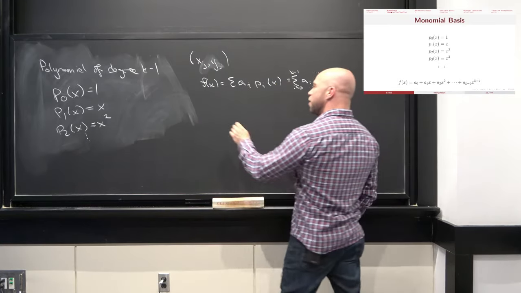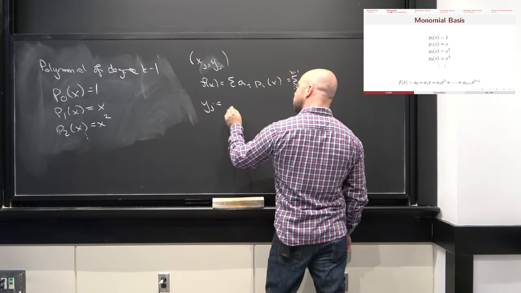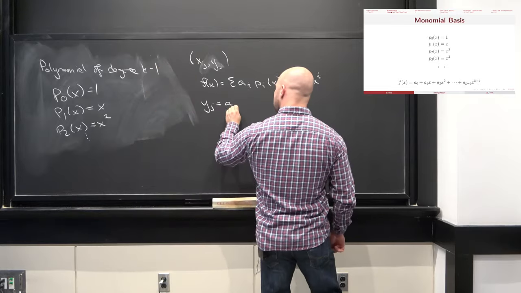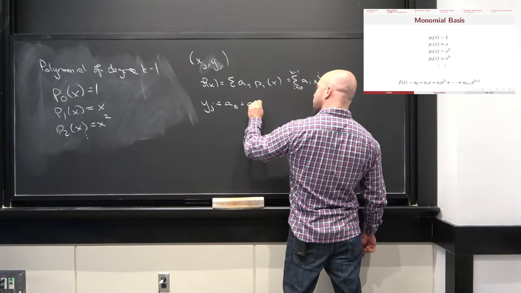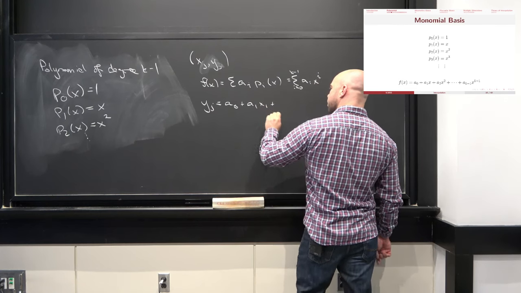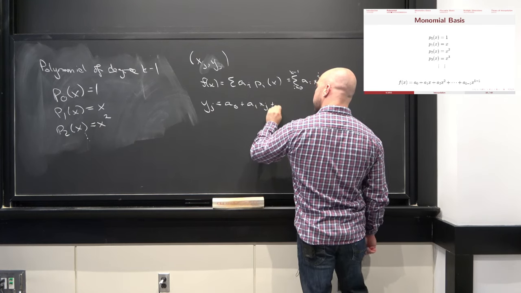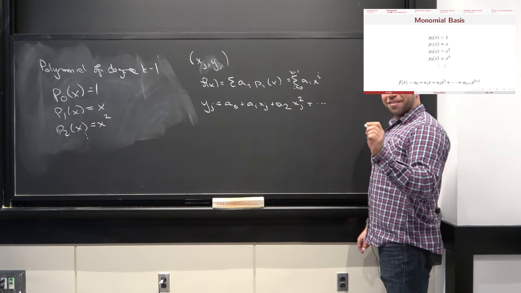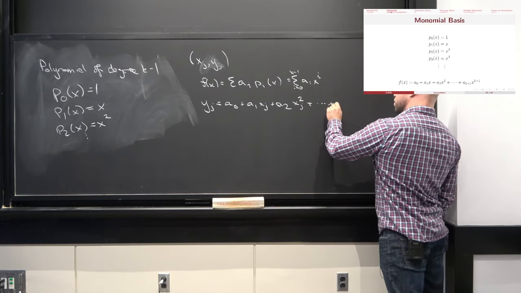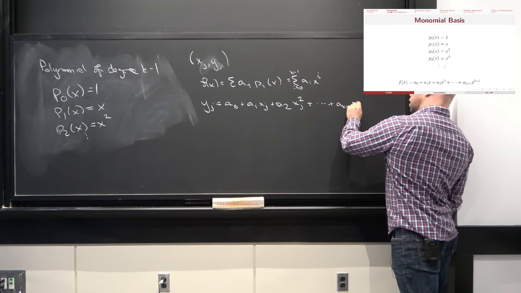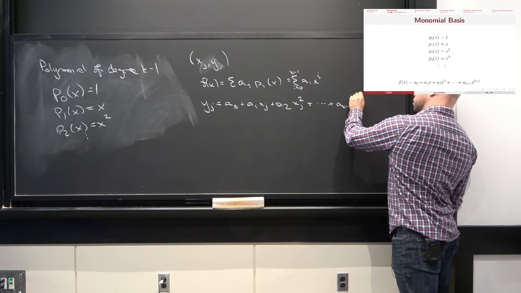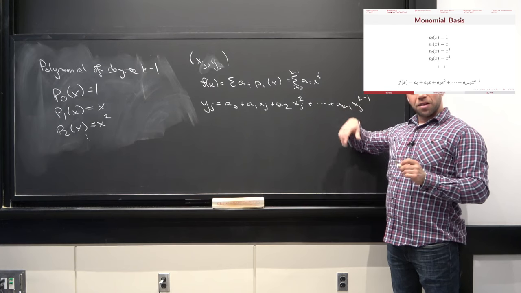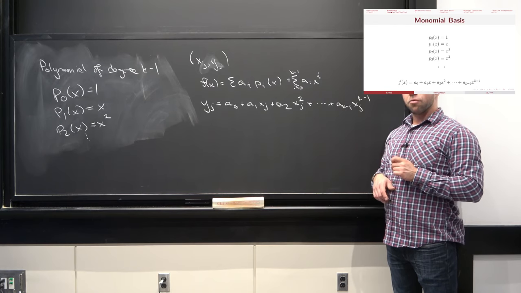Okay, so what do I know? I know that y_j is equal to a_0 plus a_1 x_j plus a_2 x_j squared plus, I almost made exactly the mistake I was about to caution you not to make, plus a_{k-1} x_j to the k minus 1. And this is for each j from 1 to k. That makes sense?